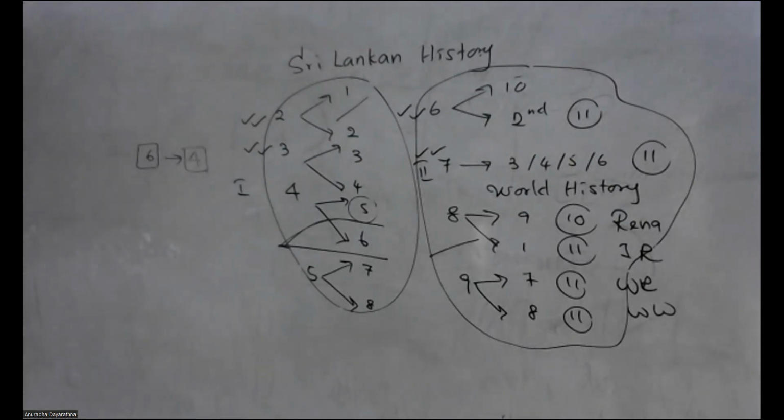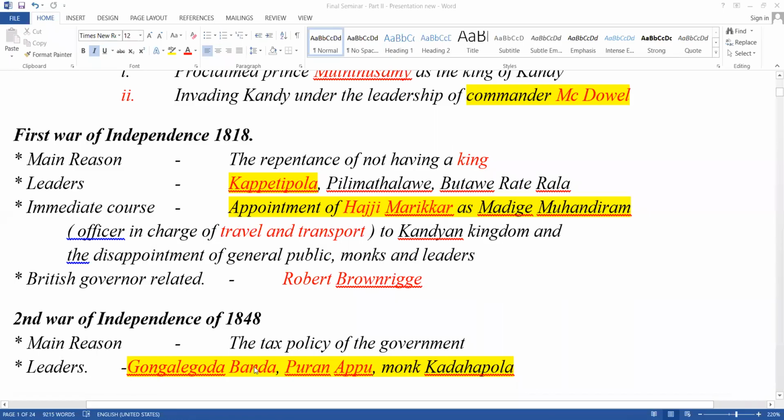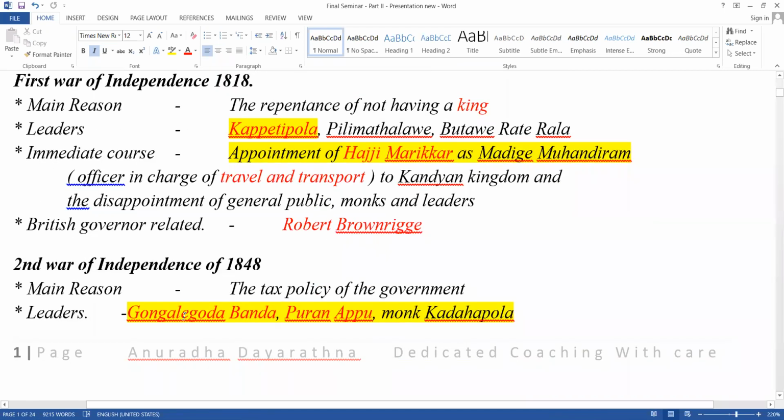Now we are in the second lesson of grade 11. Here the leaders were Kongalegoda Bandara, Puran Appu and Monarawila Keppetipola. They were the leaders in the second struggle for freedom, done by us to become liberated from the British. Complete your notes while I explain, and use it as a kind of revision.